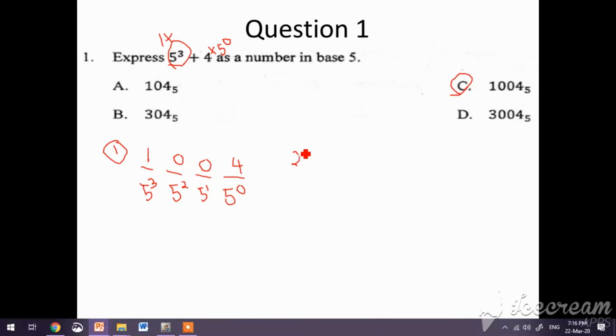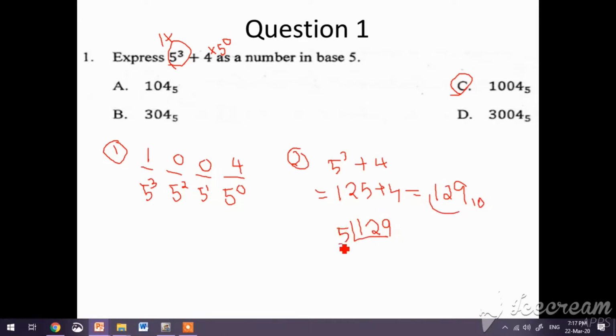Second method. First you try to find out the value of 5 power 3 plus 4. So 5 power 3 is 125 plus 4, so you have 129. This is in base 10. Then you convert this to base 5. So 129 divided by 5.